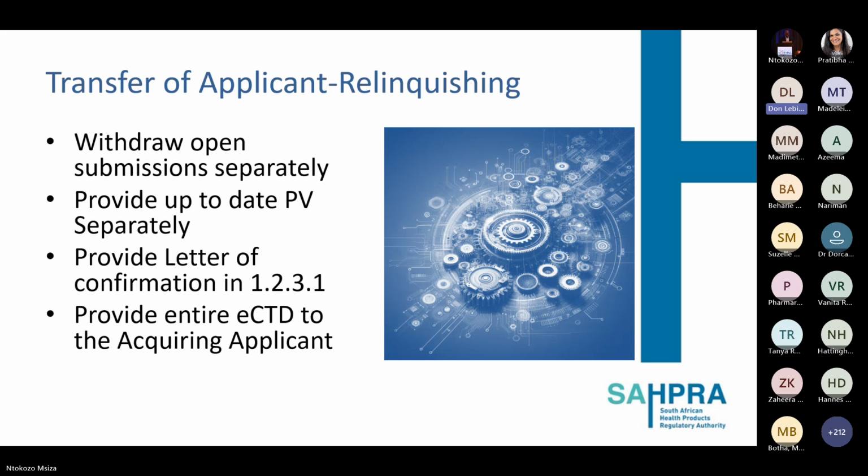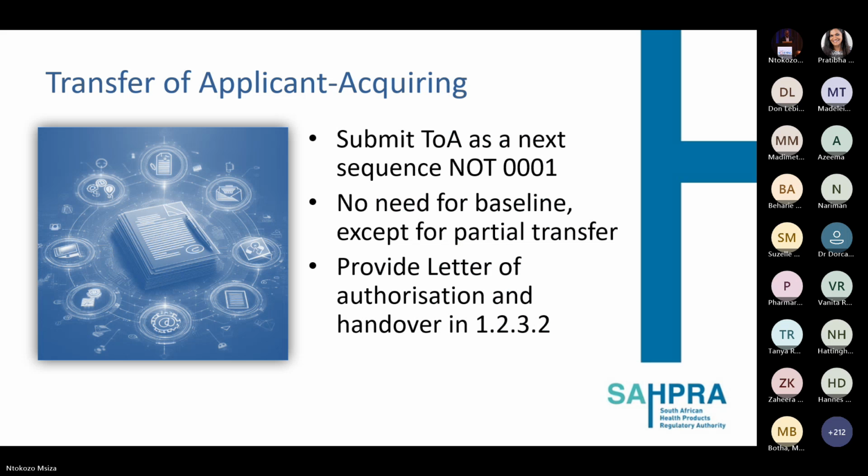We've got a new section 123. So your relinquishing letter would go into 1231. And then you need to provide the entire eCTD dossier to the acquiring applicant. Thank you. Next slide.